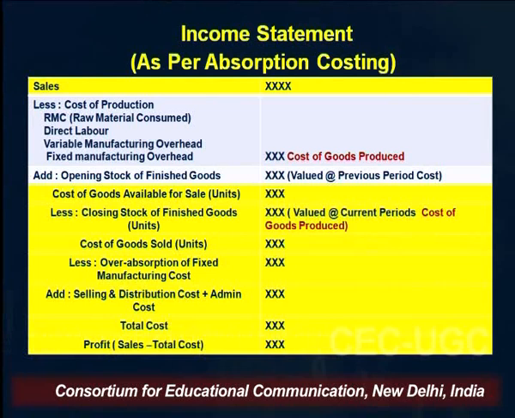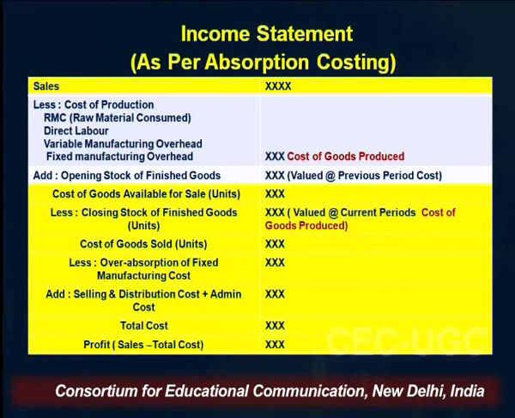Now once cost of goods produced is calculated, we add opening stock of finished goods. Here comes the question of how to evaluate the opening stock of finished goods. Remember, the opening stock of finished goods is coming from where? It is coming from the closing stock of the previous year. So whatever was the closing stock of the previous period becomes the opening stock of the present or current period. So opening stock of finished goods is supposed to be evaluated from the information given in the previous year's cost sheet prepared as per absorption costing.